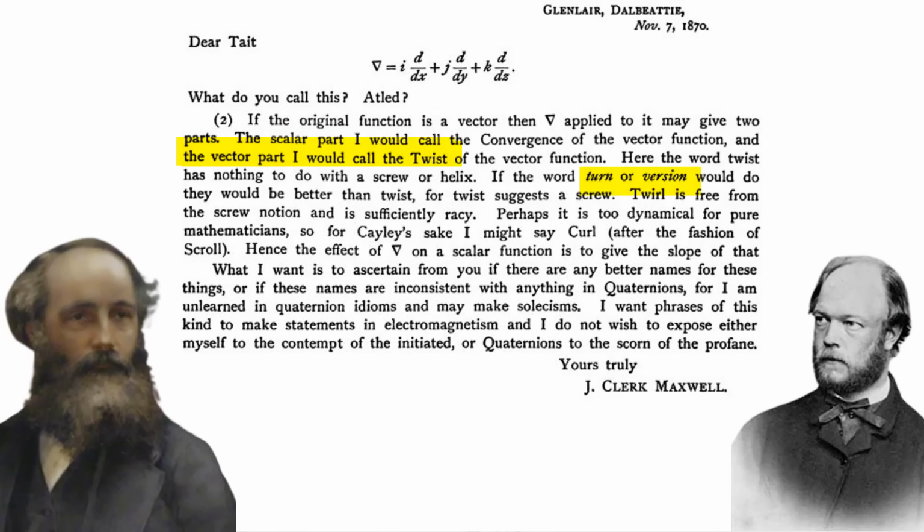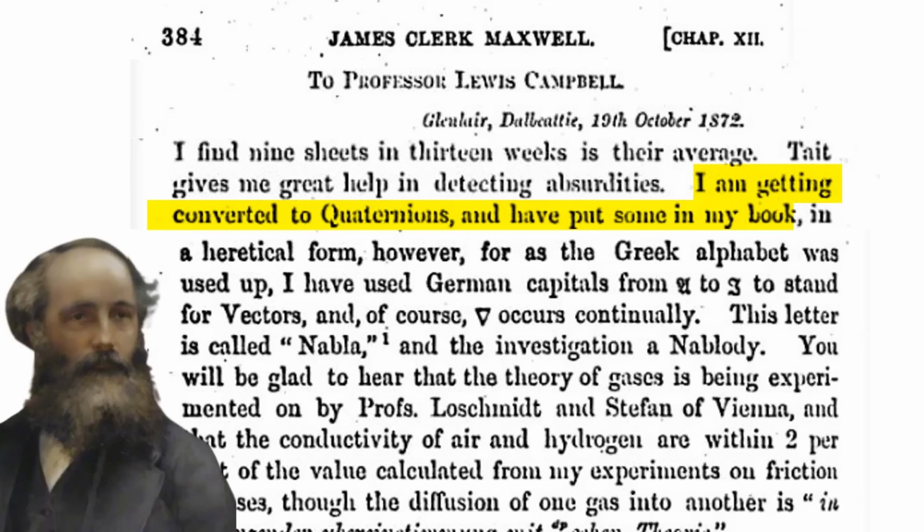What did Tait think of twist, turn, or version? Maybe twirl is sufficiently racy, or perhaps a pure mathematician might prefer curl, after the fashion of scroll. By October 1872, Maxwell wrote his friend Campbell that, "I'm getting converted to quaternions, and have put some in my book." He added that the Hamilton's function del occurs continually.